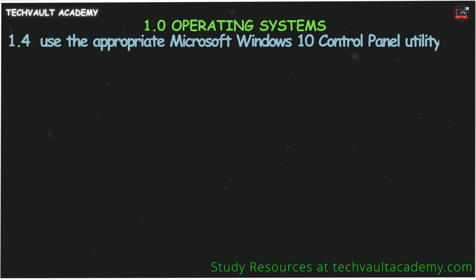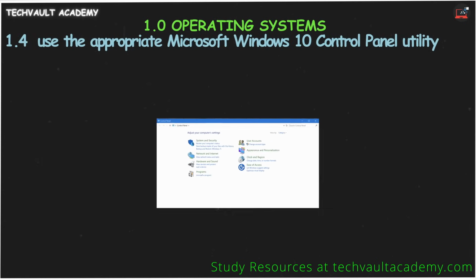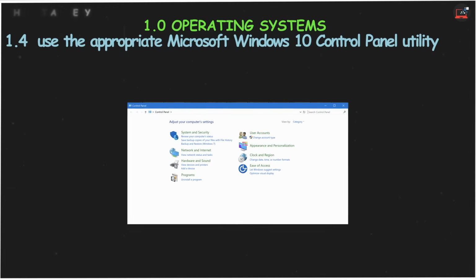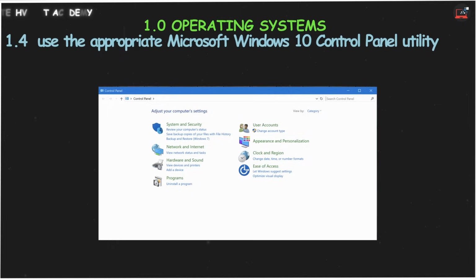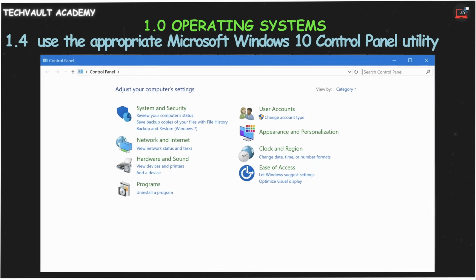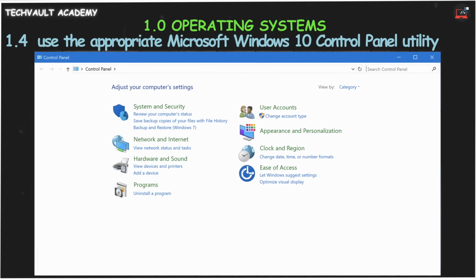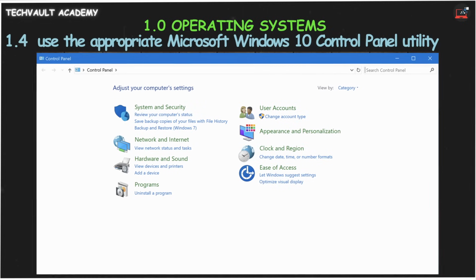Let's navigate the Windows 10 control panel, the classic way to manage system settings. While many settings have moved to the modern Settings app, the control panel still holds important utilities, and you need to know your way around it for the exam. We've covered the Task Manager and MMC. Now let's head to the control panel.